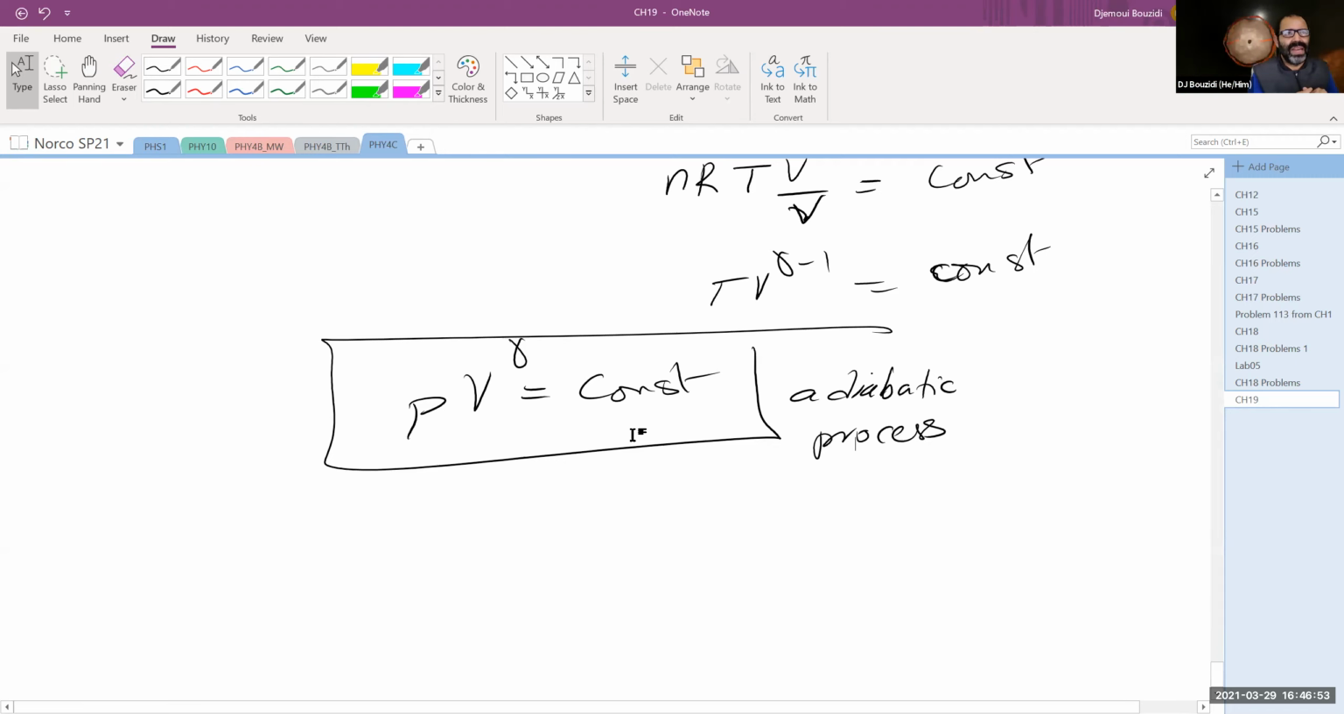Gamma is most of the time given to you, or you're going to calculate or measure it, like we're going to do later on in the lab today, okay? So this is in a nutshell chapter 19.